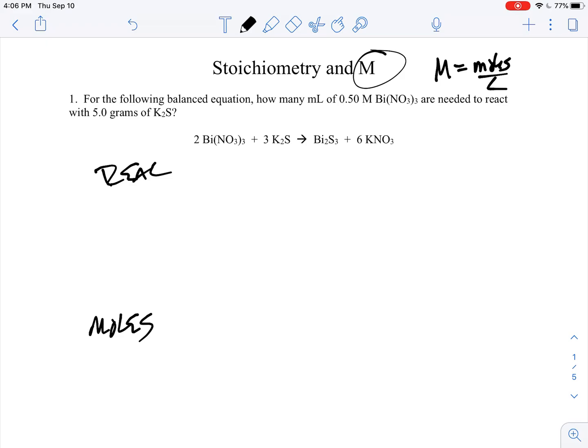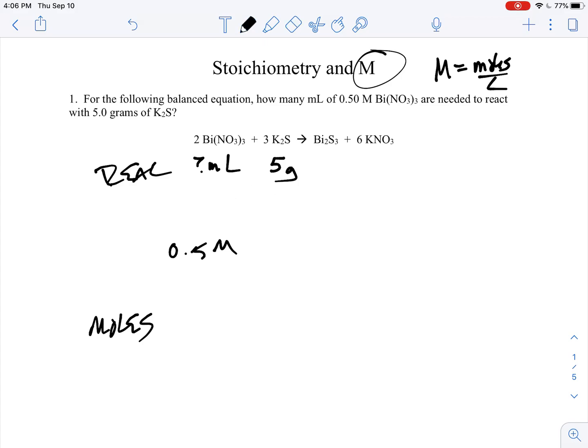So what does it want? It wants milliliters here, and they gave you that it was 0.5 molarity here for this. So this guy here is 0.5 molarity. And they gave you in the real world that this is 5 grams of this. So again, you've got grams over here on the right, you got milliliters. You can't just go over here and say, well, that's 2/3 over there. It doesn't work that way.